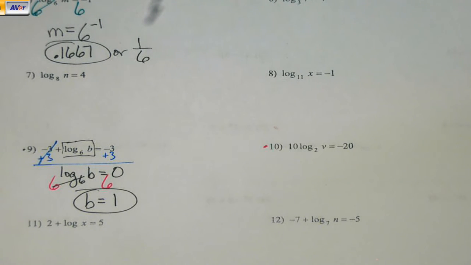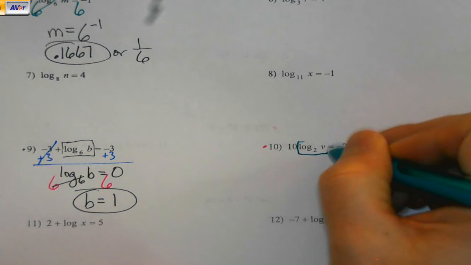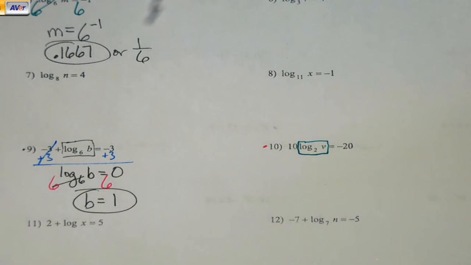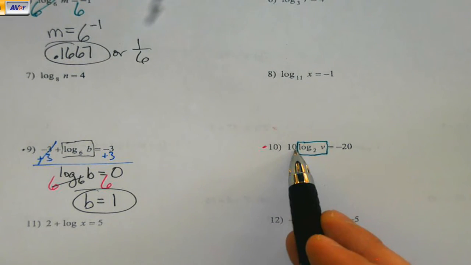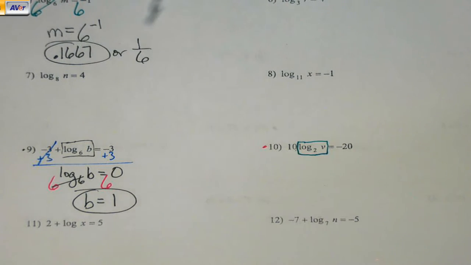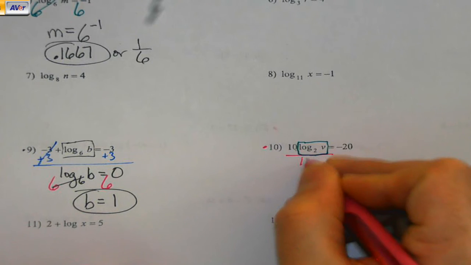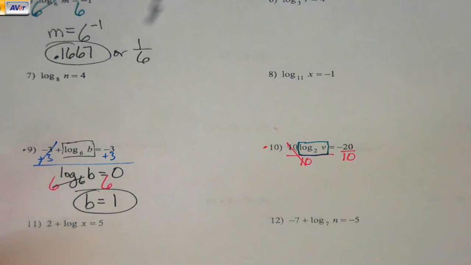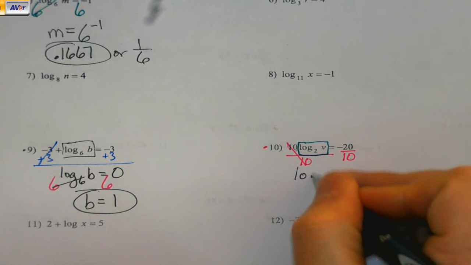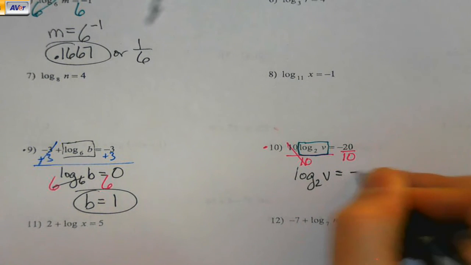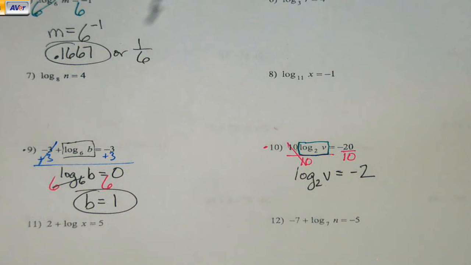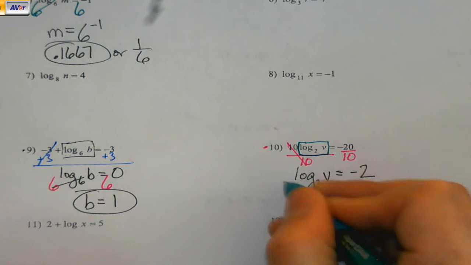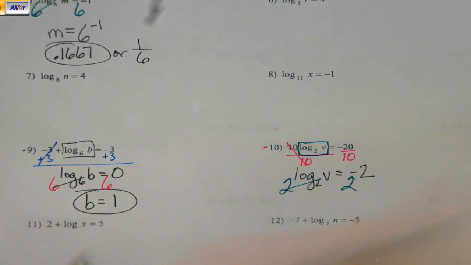And it's the same idea on 10, except here, when I'm trying to isolate my v, I'm not adding 10 to it. I don't see a plus or minus in there. I'm multiplying by 10. So when I go to do my opposite, I'm going to divide both sides by 10. Once that log is all by itself on the side, the only thing now keeping me away from my v is that log base 2. Now I can exponentiate.